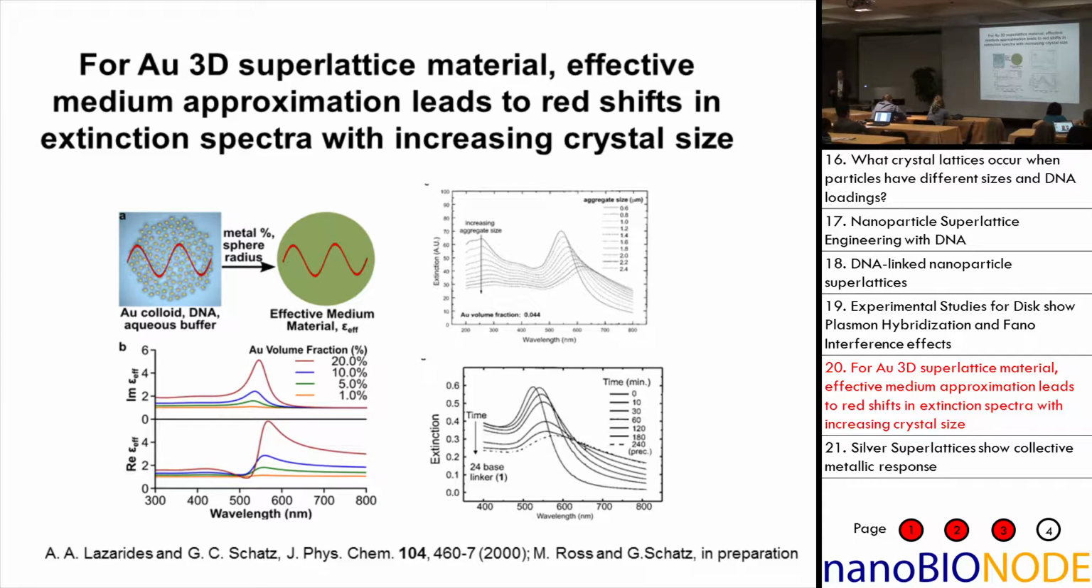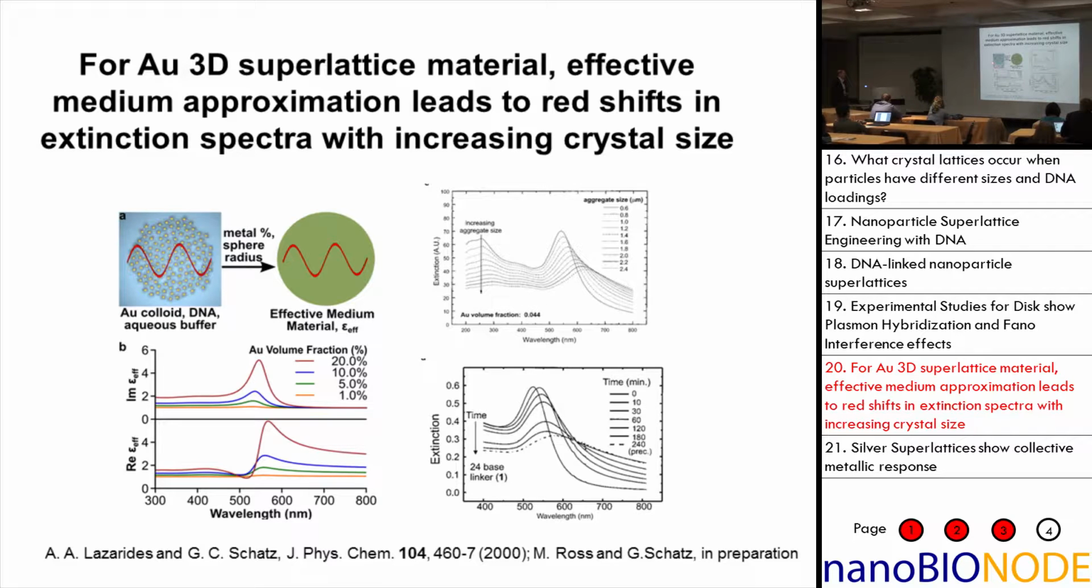Something that you can do if you go back to these BCC lattices, something that's of relevance here, is using effective medium approximations to describe the optical properties in the limit where the volume fractions of the particles are reasonably small. Okay, so we've examined that. It turns out it works really well.